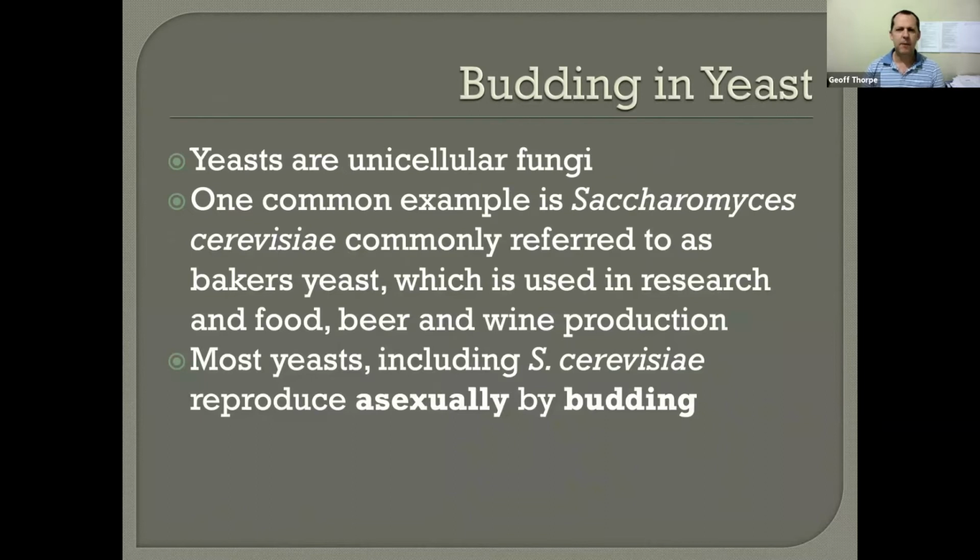So we'll look at budding in yeast first. Yeast are unicellular fungi. One common example is Saccharomyces cerevisiae. It's commonly referred to as baker's yeast. It's used in research as a very simple model eukaryote, also used in food, in terms of baking bread, also used in making beer and wine. Now, most yeasts, including Saccharomyces cerevisiae, reproduce asexually by budding.